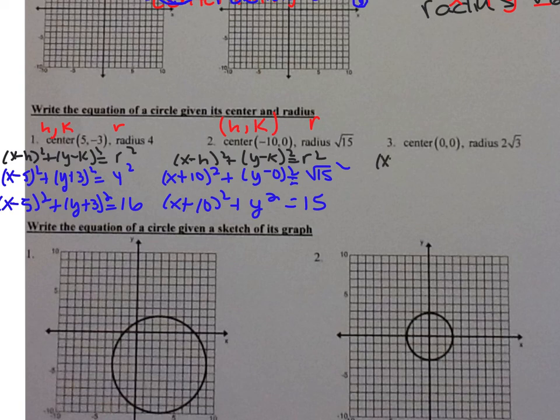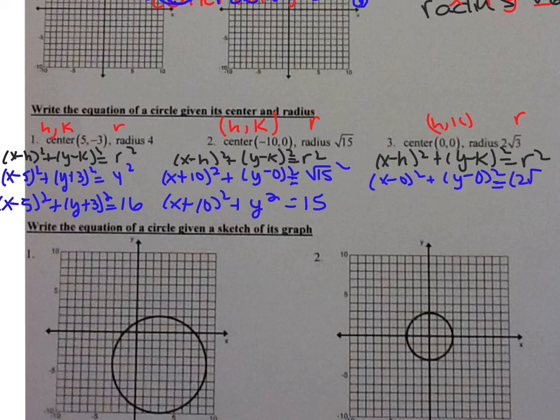So the equation of a circle is (x minus h) squared plus (y minus k) squared is equal to the radius squared. So (0, 0) is my (h, k) and 2 radical 3 is my radius. So it's (x minus 0) squared plus (y minus 0) squared is equal to (2 radical 3) squared.